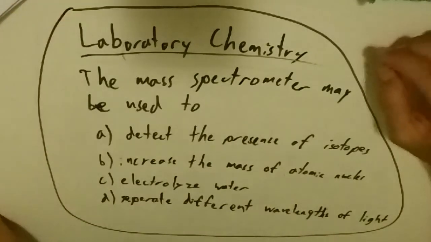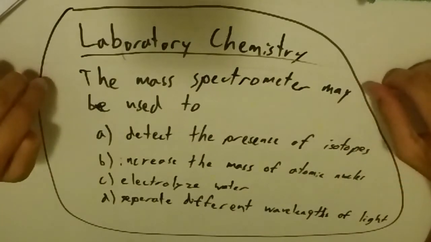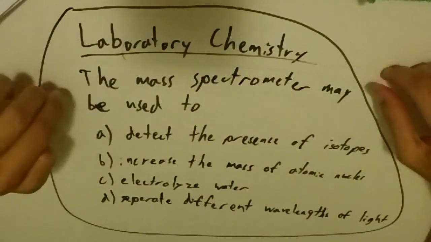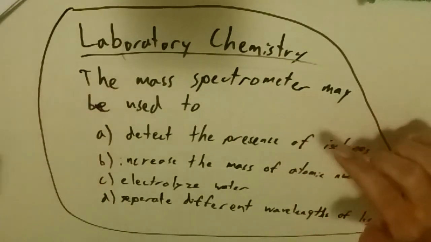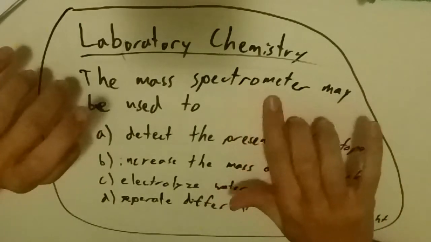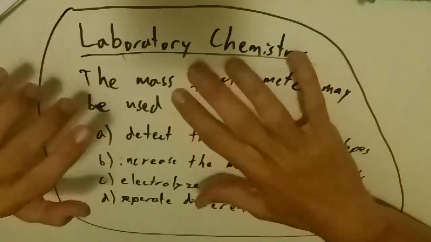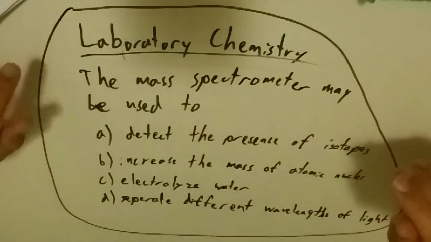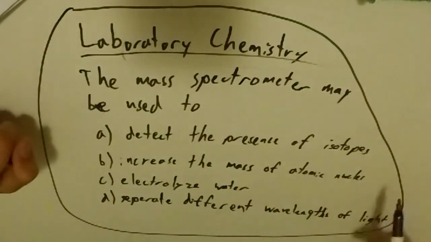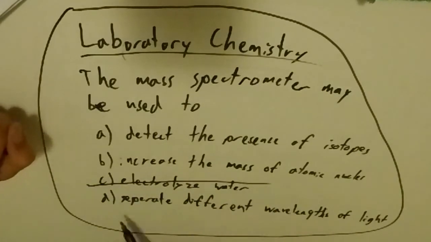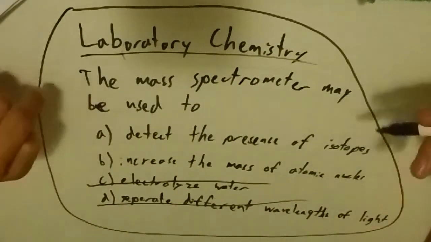So with questions like these, you have to look at what the device is called. Now, mass spectrometer. Spectrometers, I'm assuming, measure something, and mass is the first word. So I know it has something to do with mass. Now, knowing that, I can assume that C and D are out of the question, and those don't really have anything to do with mass.